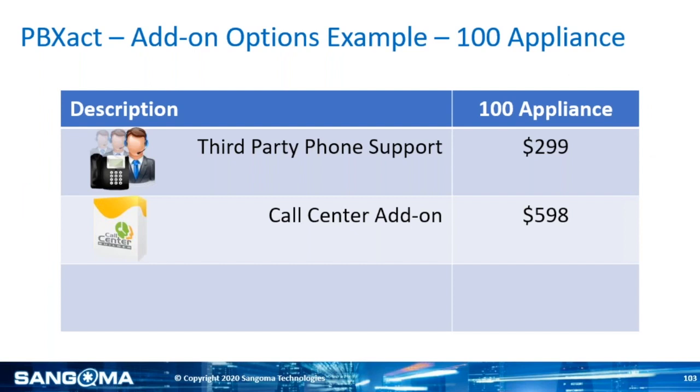So for example, on a PBXact 100 appliance, and the 100, what that stands for is 100 users. It's a guideline. You can put more on it. You can use less. Call center would be $598, which means $598 plus the cost of the PBXact 100 itself, and you have pretty much every single module that we make.